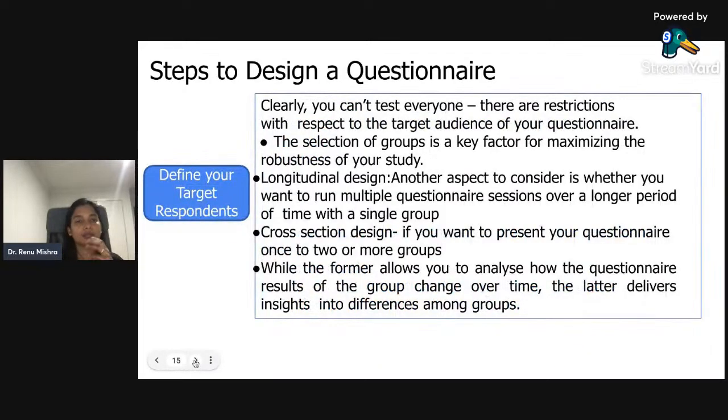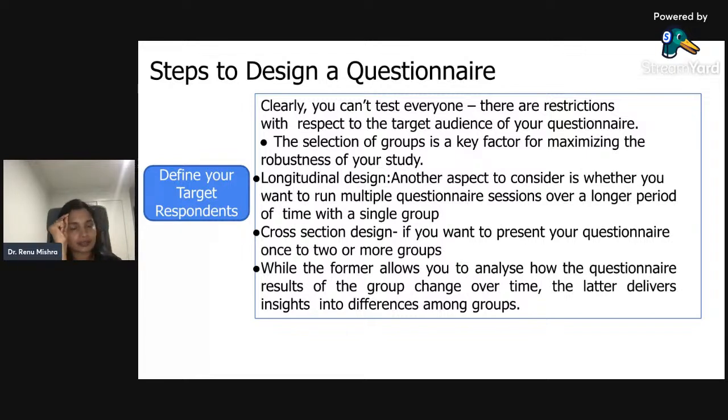Okay. Then define your target respondents. When I say target respondents, I mean those people who will actually answer your questions, the ones to whom you will go and approach with your questionnaire. So you will have to be very clear in identifying your target audience.